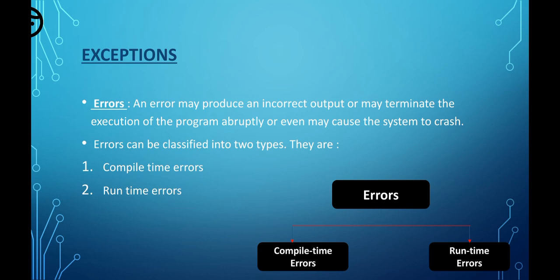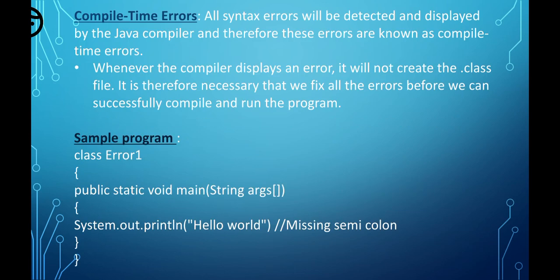You could see the tree. So what are compile time errors? All syntax errors will be detected and displayed by the Java compiler. Therefore these errors are known as compile time errors. So before saving the source file, we could see our errors as compile time errors. Those are like forgetting a semicolon, all this comes under compile time errors. If you're using IDE tools like NetBeans or Eclipse, they'll let us know where the compile time error occurs while we are typing.